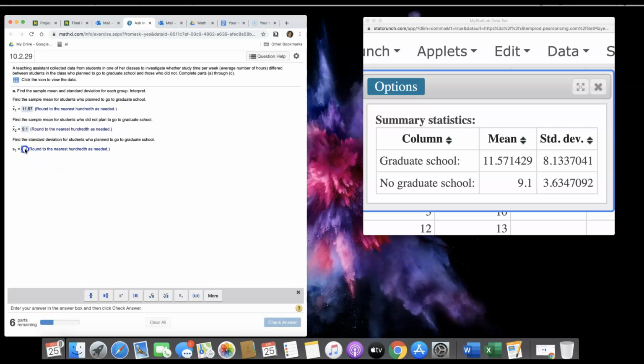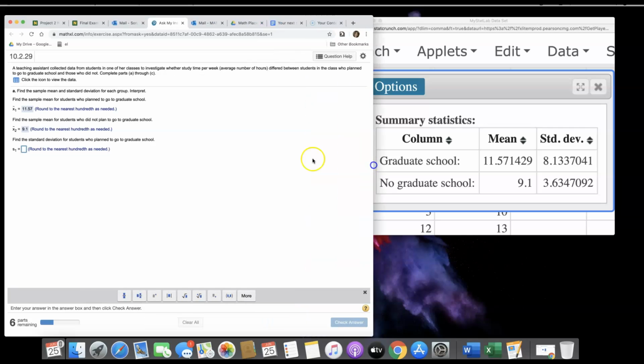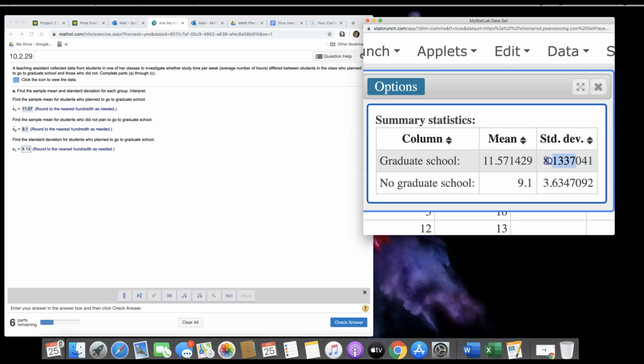But we also got the standard deviation for students who plan on going to graduate school. And that standard deviation was 8.13 for group 1 right here. And then the other number was 3.63.